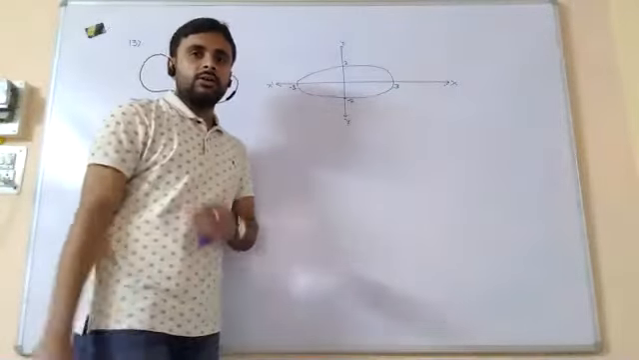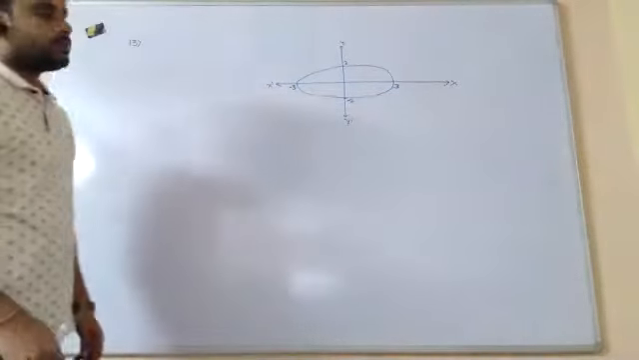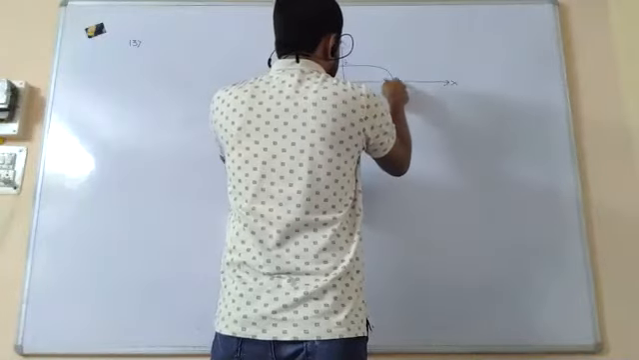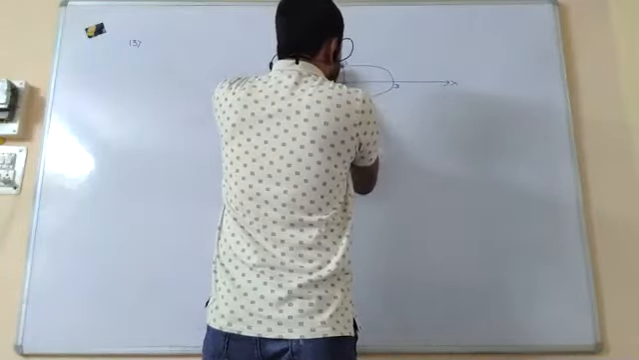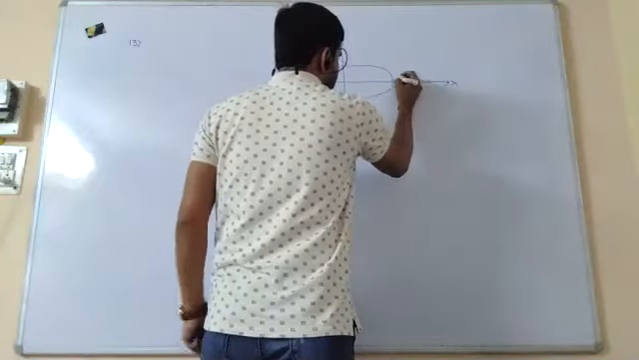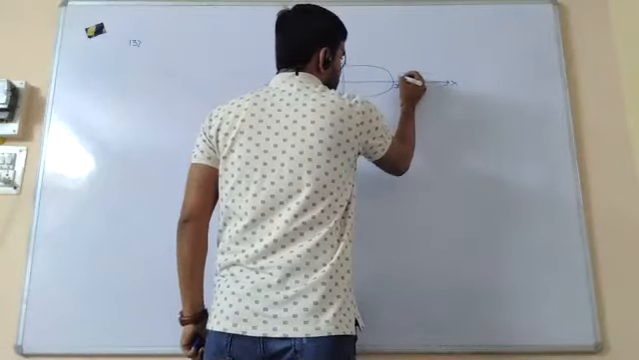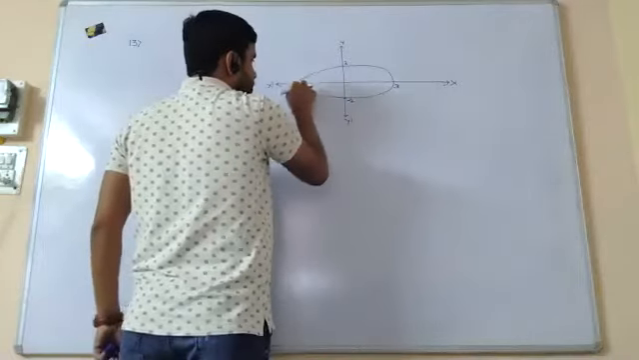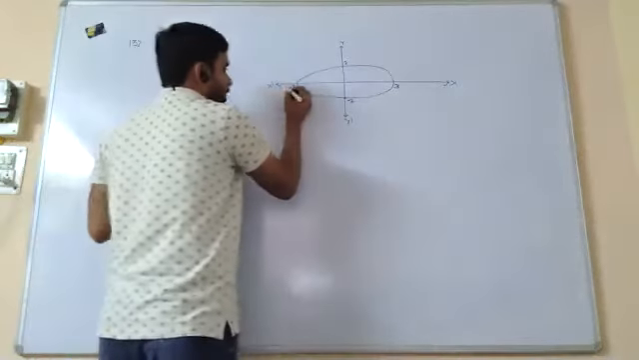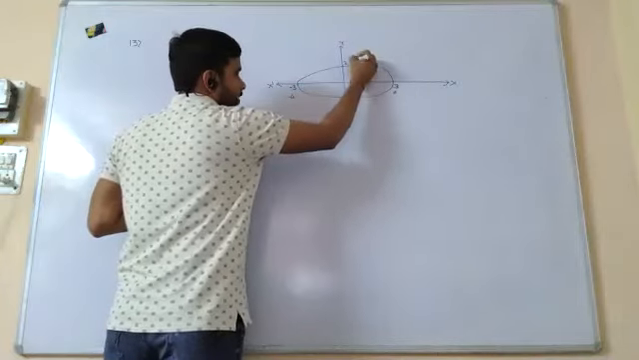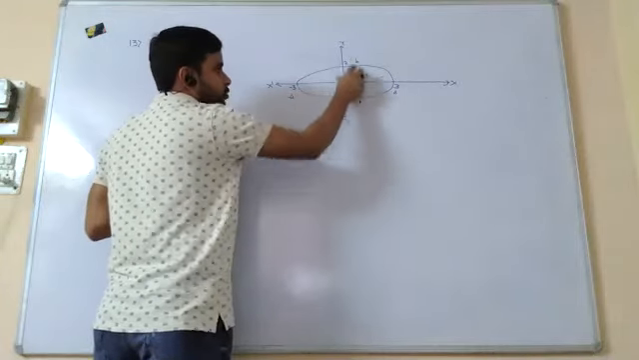Is this vertical or horizontal? Tell me. Horizontal. It's clearly horizontal because it is more stretched along the x-axis as compared to the y-axis, so it is clearly horizontal. What is the value of A? If I say the value of A is 3, and what is the value of B? The value of B is 2.